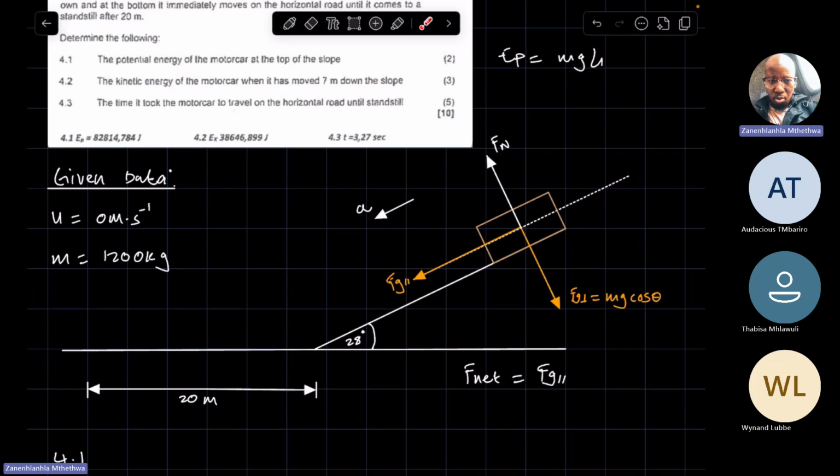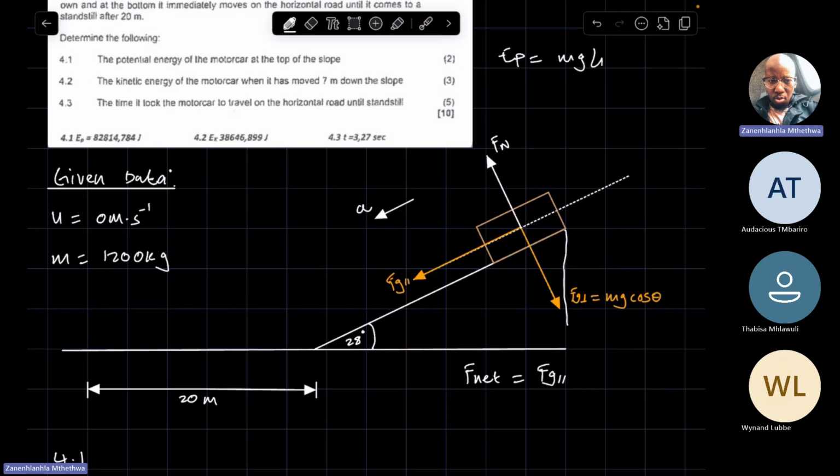In order to calculate EP at the top of the hill, you need to establish what this h is equal to, which is this height here. Remember that the h for potential energy is always referenced from the ground. So we have to calculate this h. Are we in agreement there? Yes, sir. So we need to calculate this h.